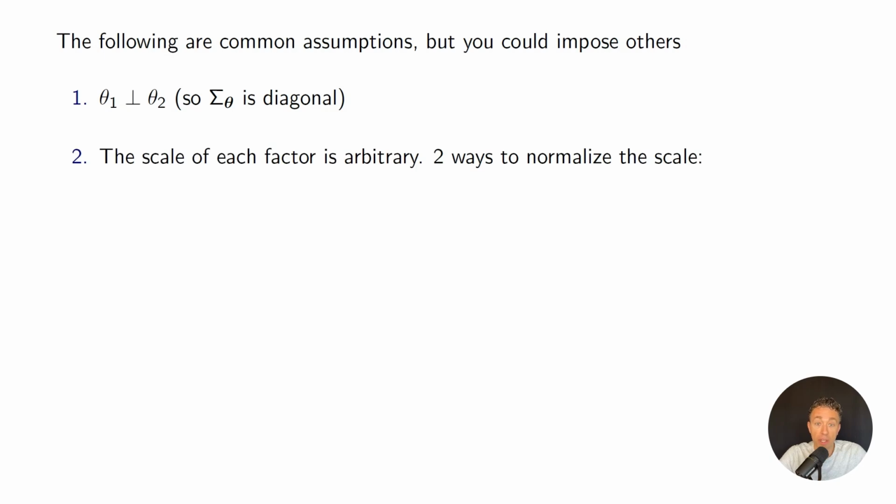And the other thing that we need to do is to set the scale of each factor, because the scale is arbitrary. And there's 2 ways we can do this. We can either normalize the variance covariance matrix so that it's the identity matrix, or we can impose that some of the factor loadings are equal to 1 in some of the equations.